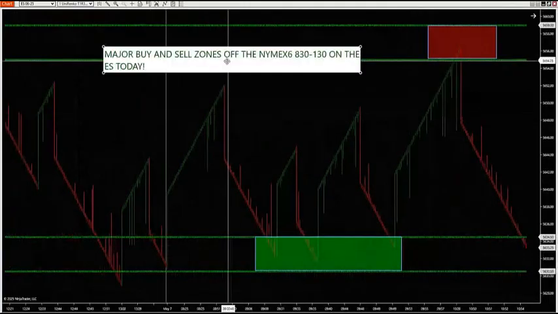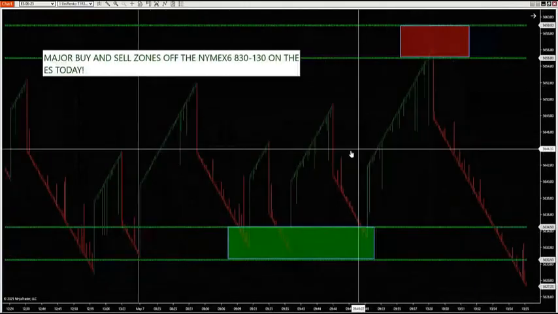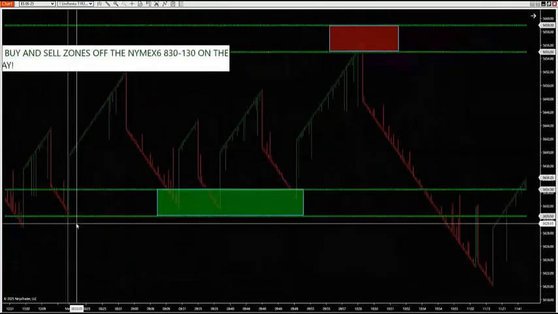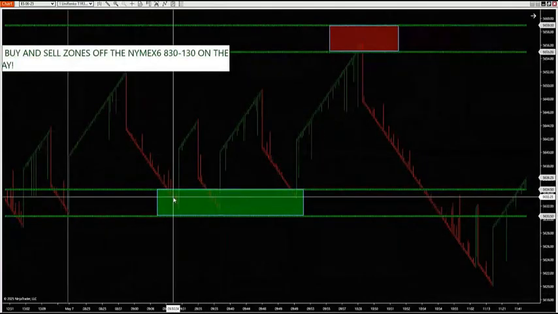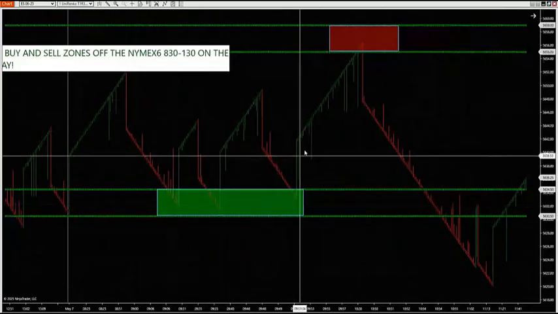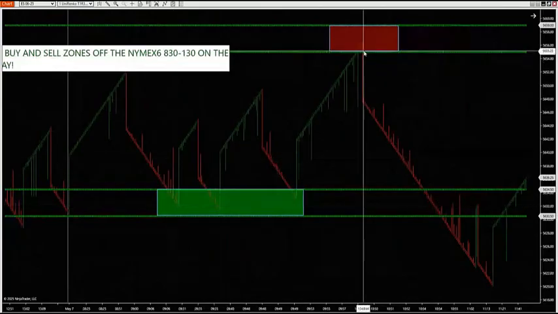Yesterday and today, yesterday the market opened up at 830. It came down to this major buy zone. These are major possible reversals. It caught the high at 1059 for a major possible reversal. These zones are not going to be with trend. Okay, they're going to be against trend.